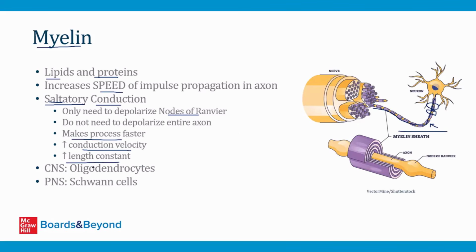And as we've already discussed, in the central nervous system, the cells that produce myelin are the oligodendrocytes. And in the peripheral nervous system and peripheral axons, the Schwann cells produce myelin.